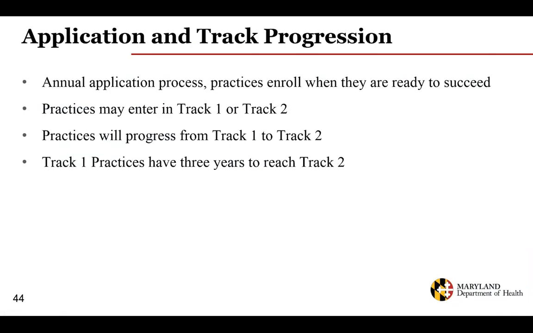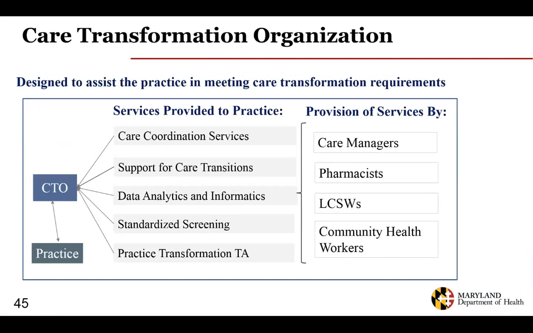So let's talk a little bit about the care transformation organizations and what this means. They are designed to support the practices to meet those care delivery requirements I was talking about earlier. The services they can provide to practices are care coordination, support for care transitions, data analytics, standardized screenings, and practice transformation. And those are performed by care managers, pharmacists, LCSWs, and community health workers. We currently don't have organizations that are called this inside of the state.